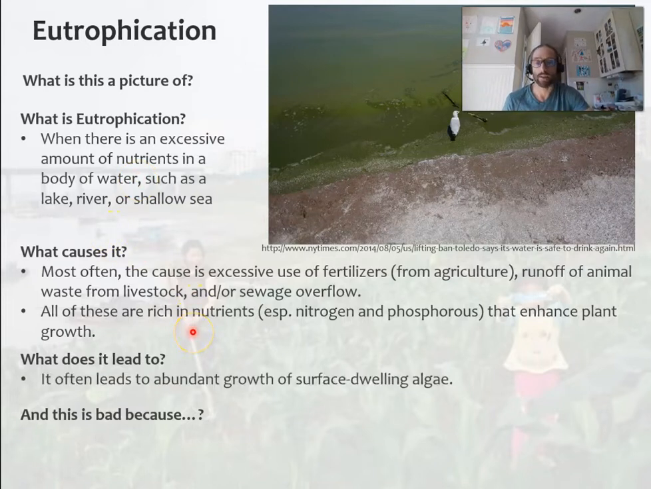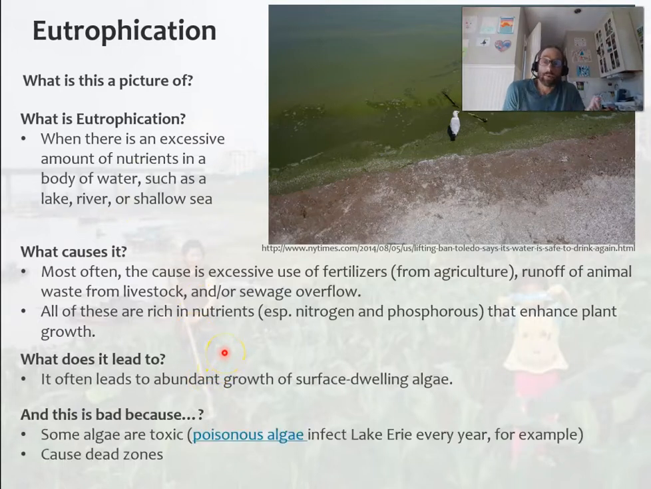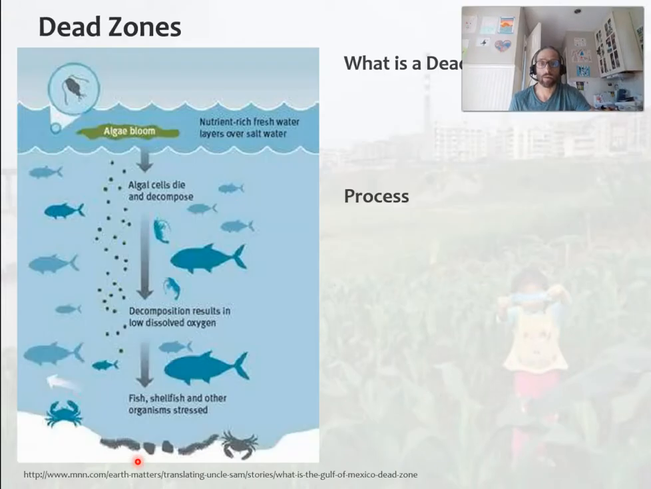As I said, that leads to this abundant growth of surface-dwelling algae, which is bad. In this example, and this happened down in Florida, it happens every year in Florida, where they have nice beach communities, and the toxic algae really ruin the attractiveness of the area. It's toxic, which can kill farm animals, it can kill people, it can make people sick, but it also causes dead zones, which we'll talk about in a minute. So that's eutrophication. It's just the excess nutrients near the surface of the water.